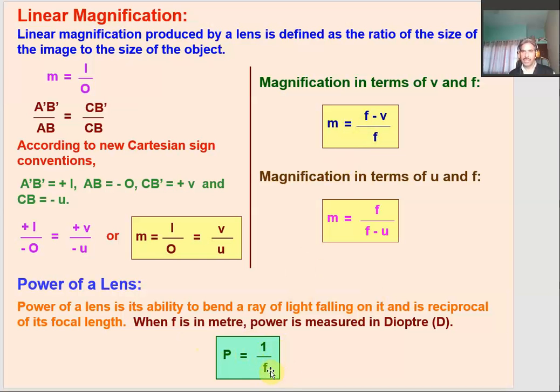So what is the unit for representing the power of a lens? If focal length is in meters, which is the SI system, then power will be in terms of per meter, which is also called diopters, which we write as diopter, or as a single capital letter D. So this is about the power of the lens.